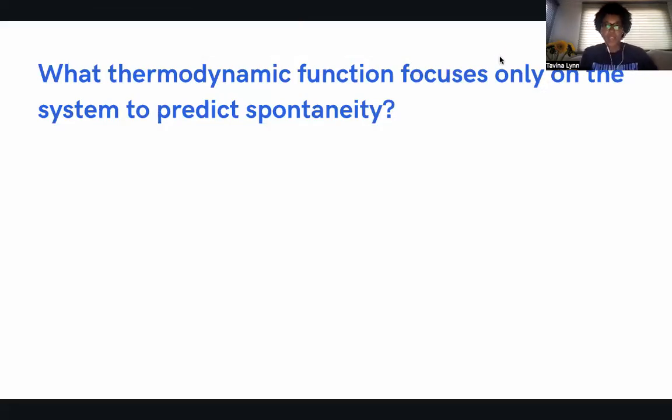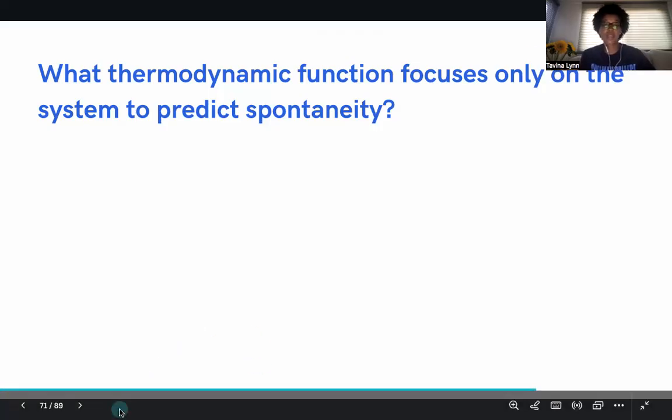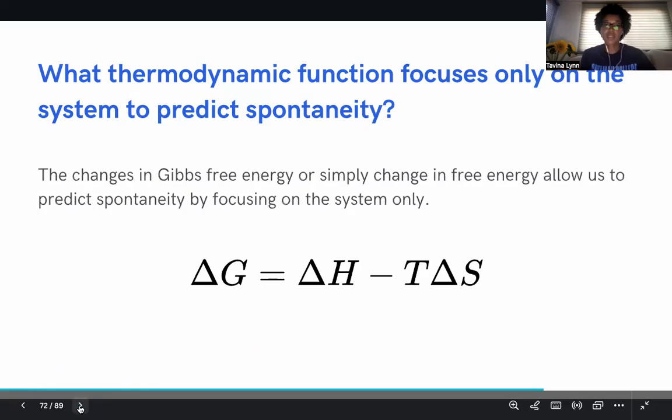Okay. What thermodynamic function focuses only on the system to predict spontaneity, allowing us to get over that limitation with the second law of thermodynamics? This function is Gibbs free energy, or simply free energy. Free energy, change in free energy, they all mean the same thing.